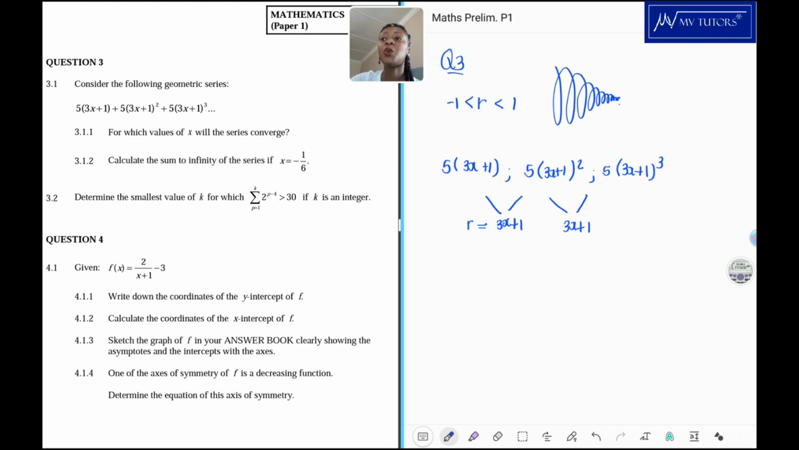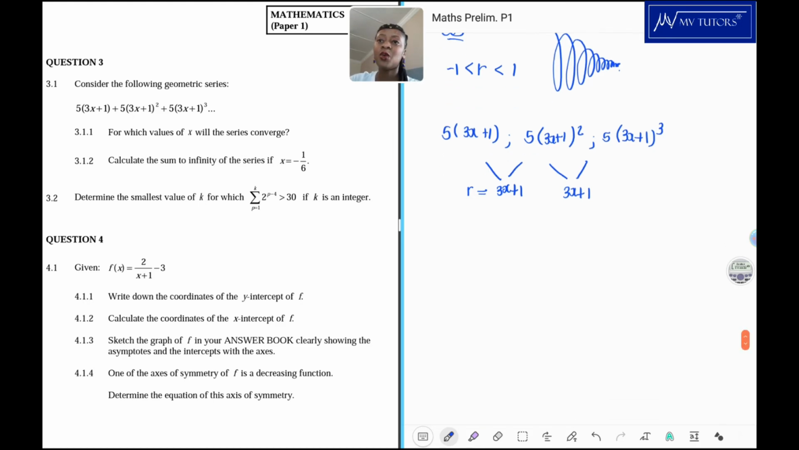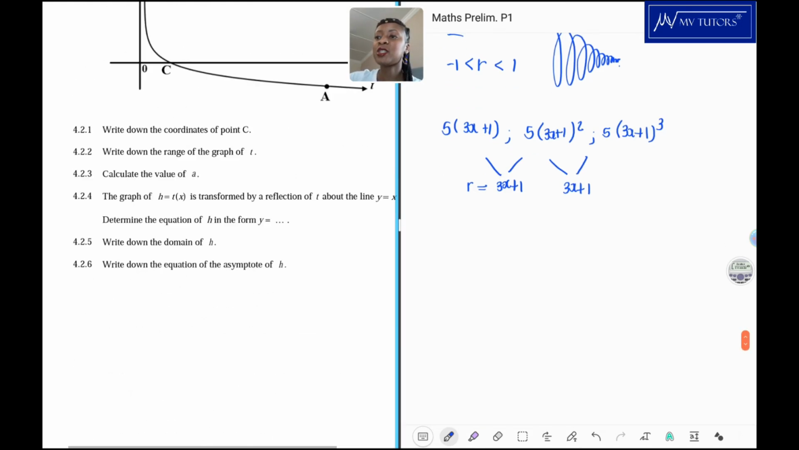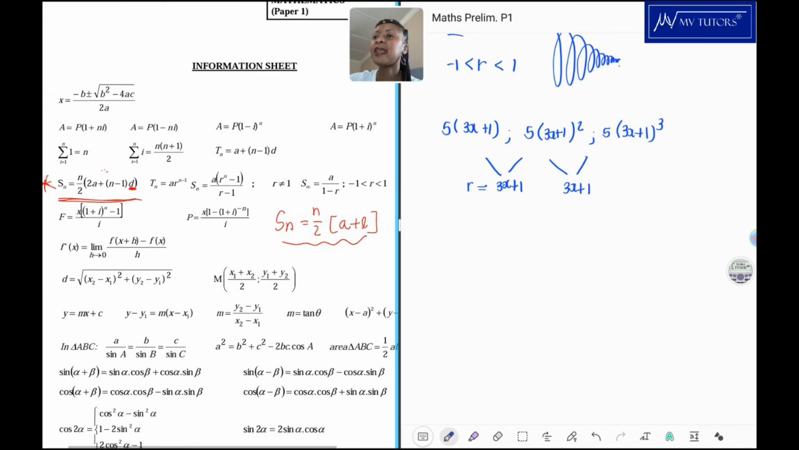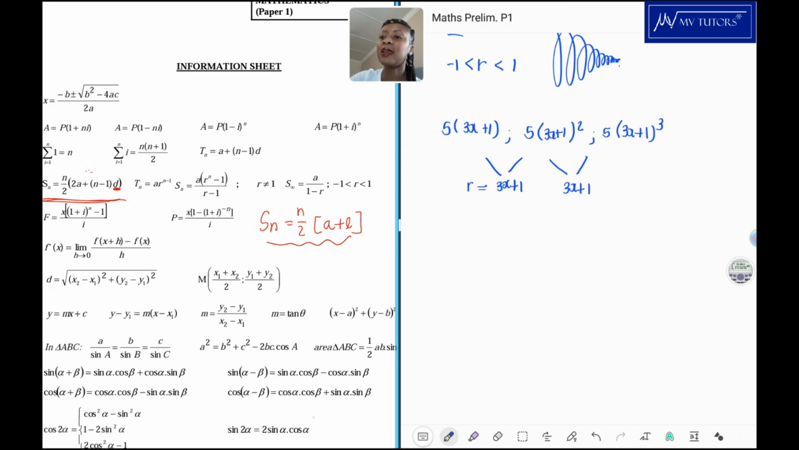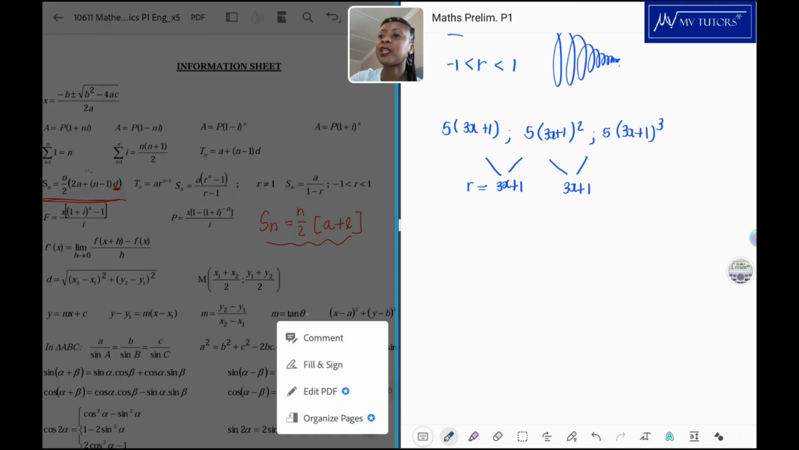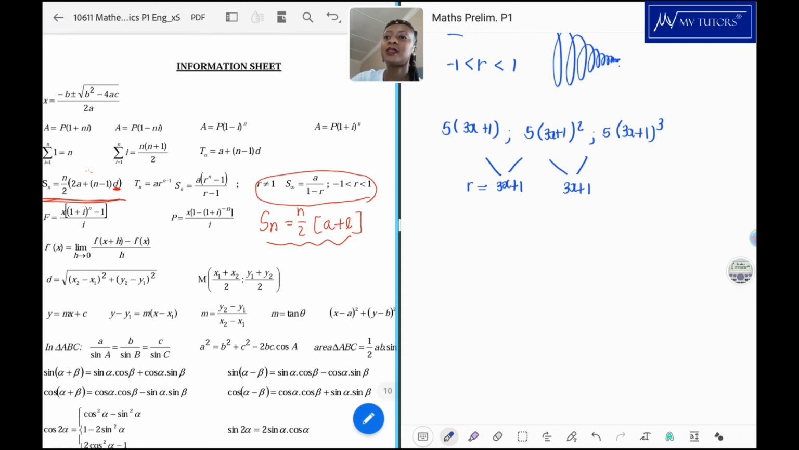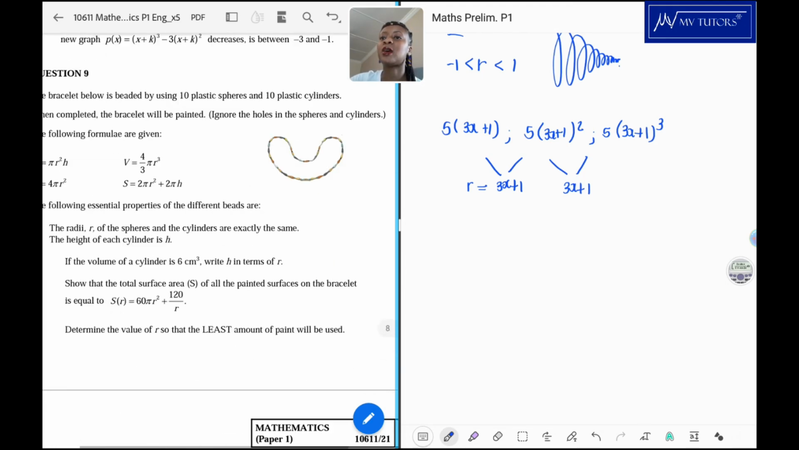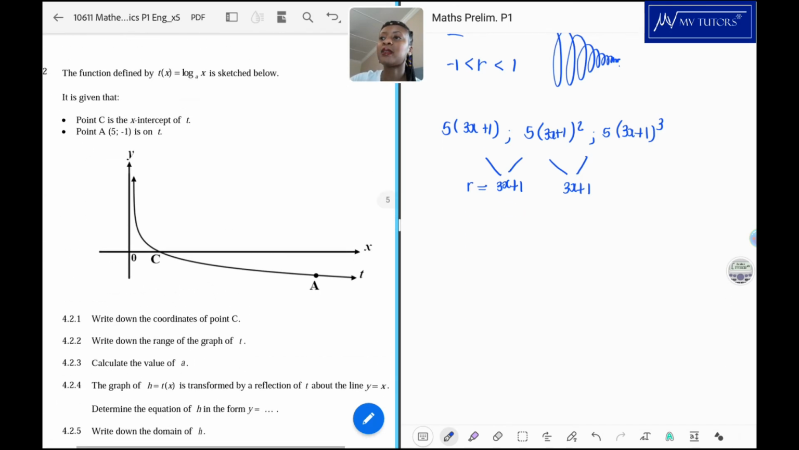Now they said we should find the values of x where this series will converge. And guys, I just wanted to show you that you do have the formula there. Where you have converging series, this is what you will use. So r has to be in between -1 and 1, and this is the sum to infinity, a over 1 minus r.